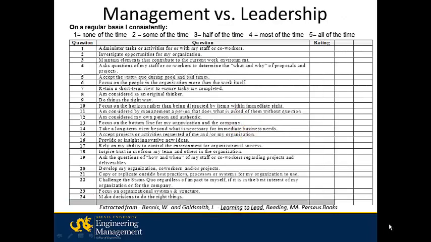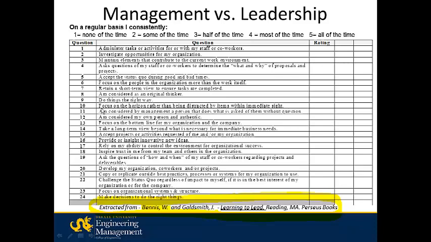Next, we'll talk about management versus leadership. This particular chart is extracted from the book by Warren Bennis and Goldsmith called Learning to Lead. We took the basic elements that Bennis had described, and we've created an assessment here for you. The way to use this assessment is to go into the course materials and you'll find this document that you can print out and answer, or you can do them electronically. It's your choice. And the process is very simple.